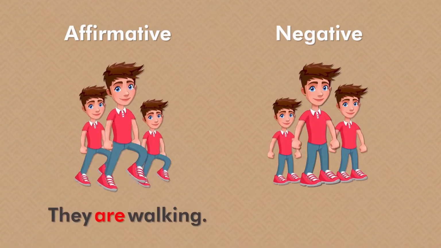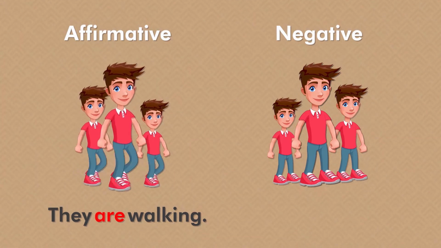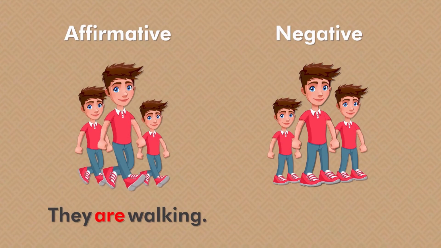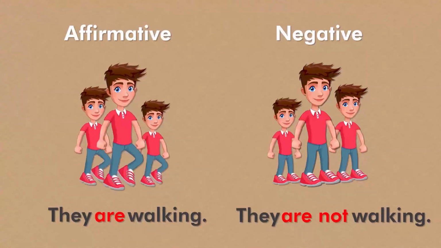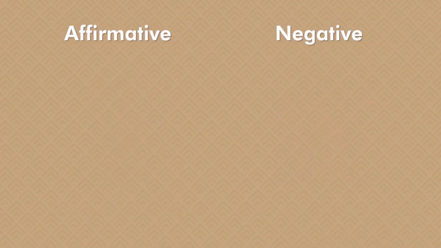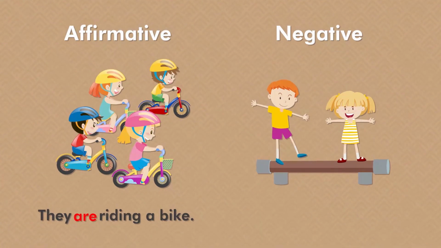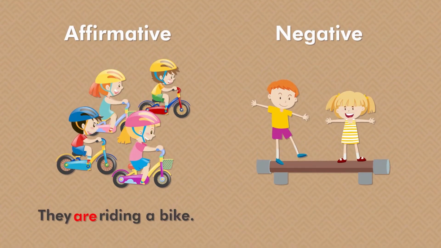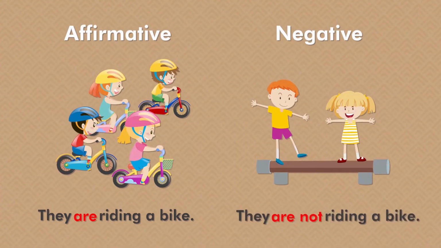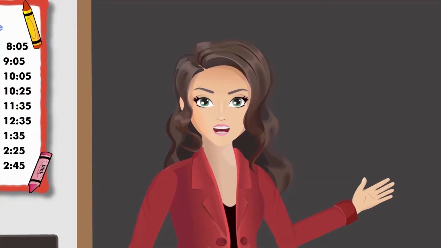Can you tell me the negative statement for they are walking? That's right. They are not walking. You got it. Can you tell me the negative statement for they are riding a bike? That's right. You would say they are not riding a bike. Let's move on.